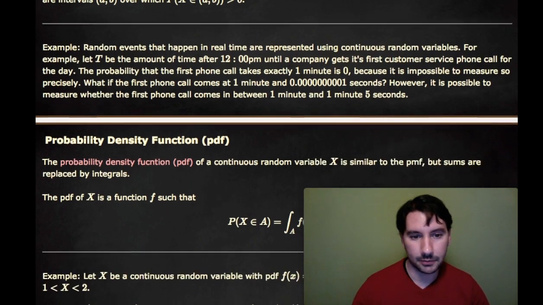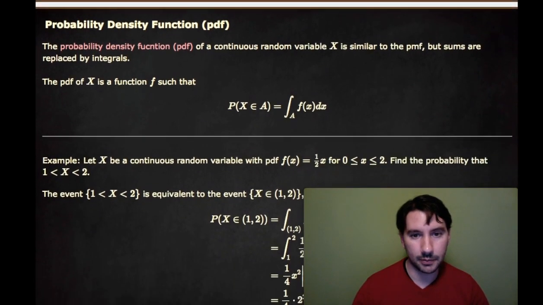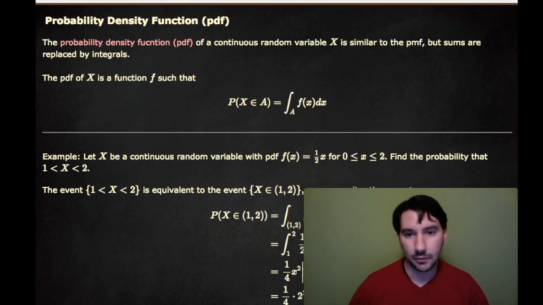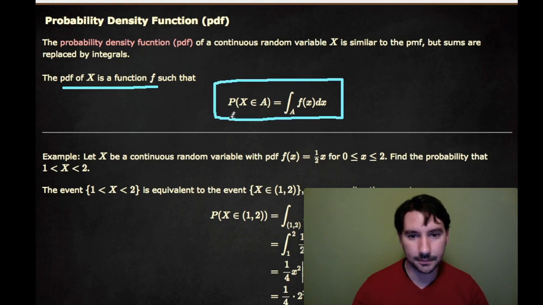And continuous random variables have a PDF, or probability density function, which is similar to the discrete random variable's PMF. But instead of sums and adding up over all the different values that a discrete random variable could take, we integrate over the open intervals that the continuous random variable might land in. So the PDF is a function f which satisfies that the probability that x is in a set A is the integral over A of f(x) dx.